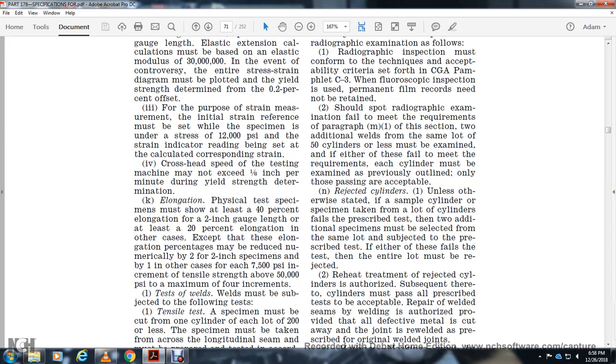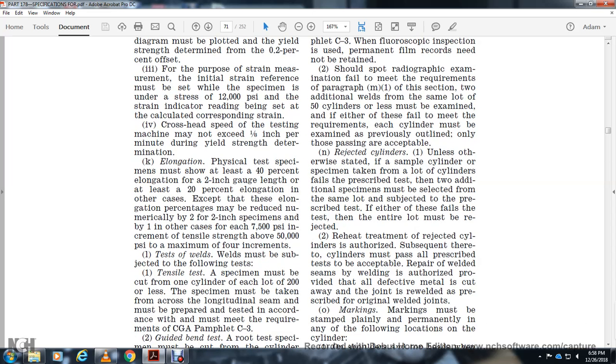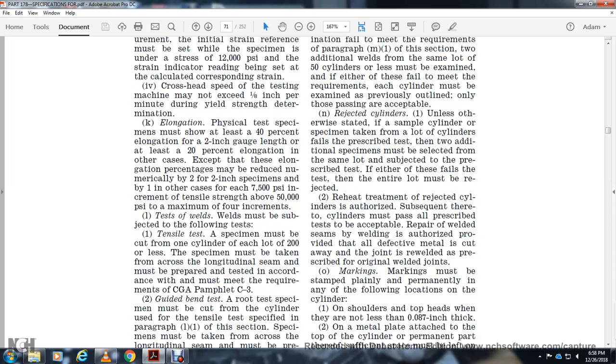welding is authorized provided the old defective metal is cut away and the joint re-welded as prescribed in the original weld. Marking. The marking must be stamped plainly and permanently in any of the following locations on the cylinder: on a shoulder, the top of the head, where they are not less than 0.087 inch thick.